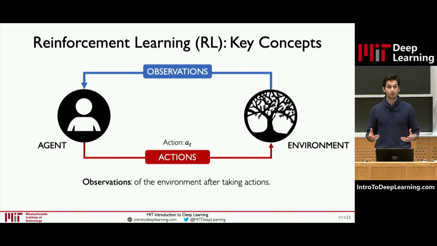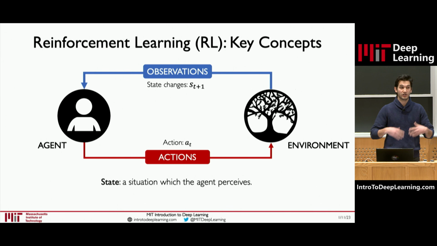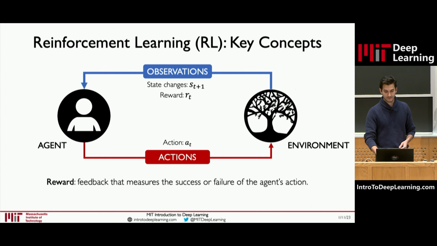Observations are essentially how the environment responds back to the agent. The environment can tell the agent what it should be seeing based on those actions that it just took, and it responds in the form of what is called a state. A state is simply a concrete and immediate situation that the agent finds itself in at that particular moment.